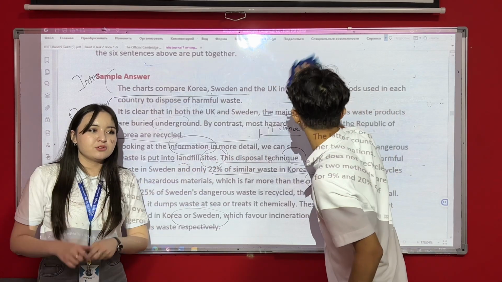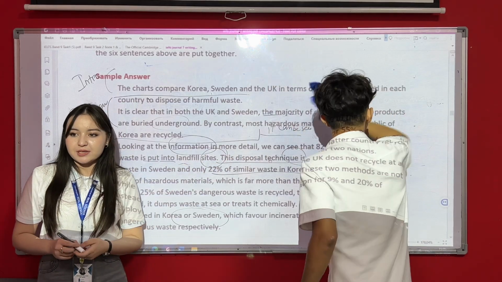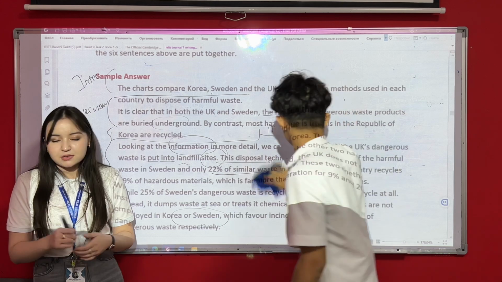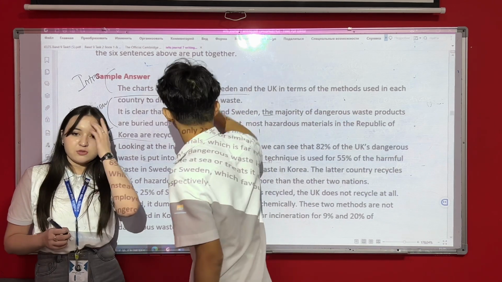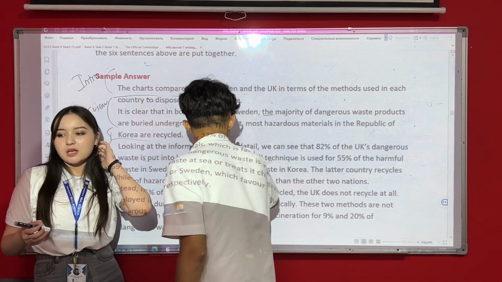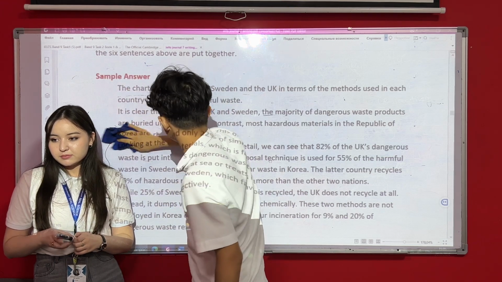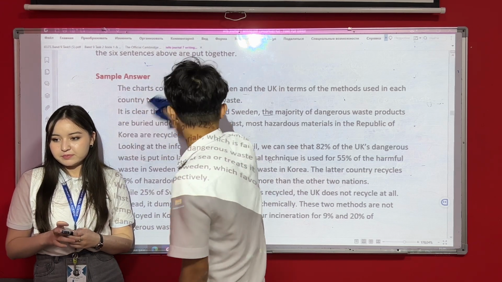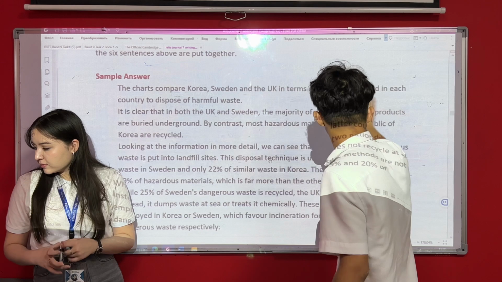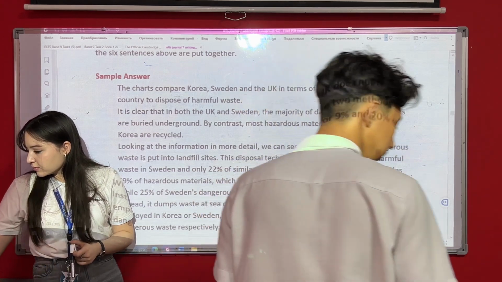Yes, it is advised to use passive voice. Not we can see or I can see or you can see. You can use passive voice. It is advisable for you. Okay? It can be seen. And so overall, in this writing, is it in past tense?